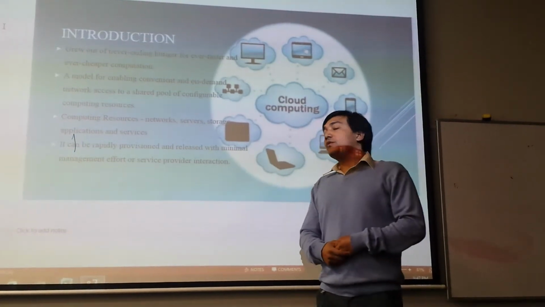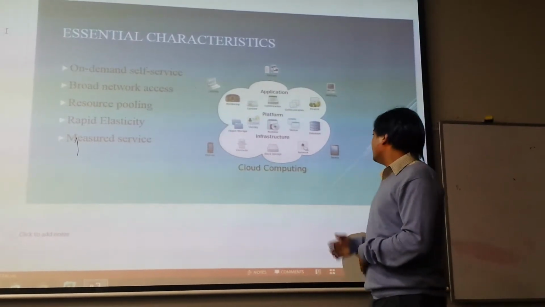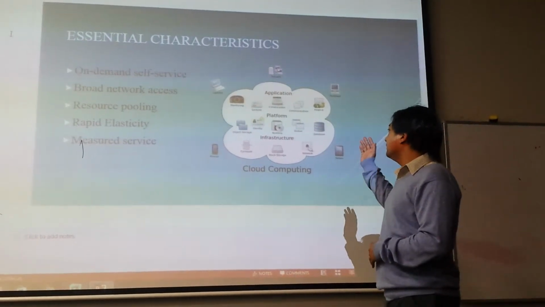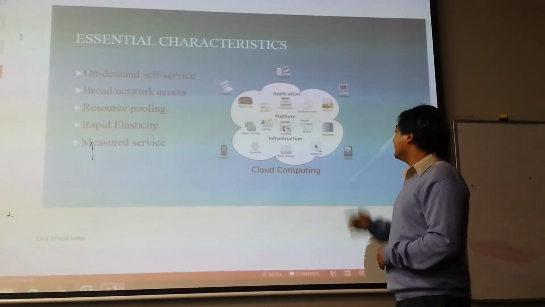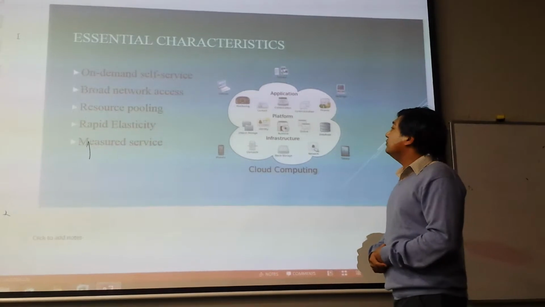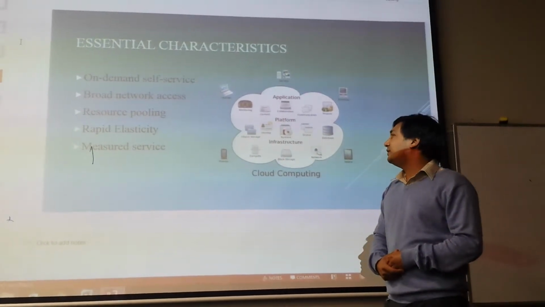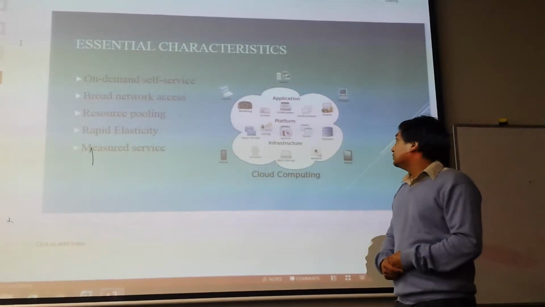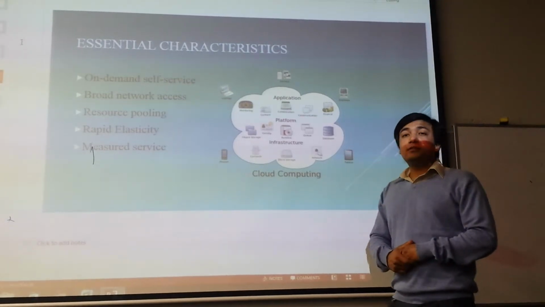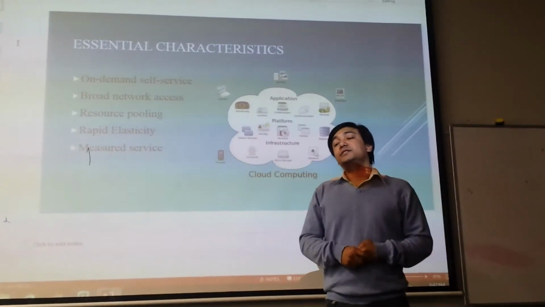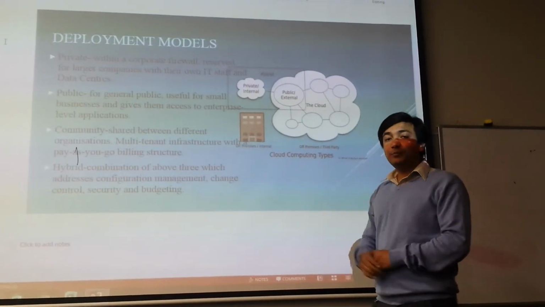So let's go through its various essential characteristics. In cloud computing, we can have application, it can act as a platform, and it has various infrastructures. It includes on-demand self-service, broad network access, resource pooling, rapid elasticity, and measured service. So through one system, we can have multiple functions, and the cloud computing main essential characteristic is virtualization.